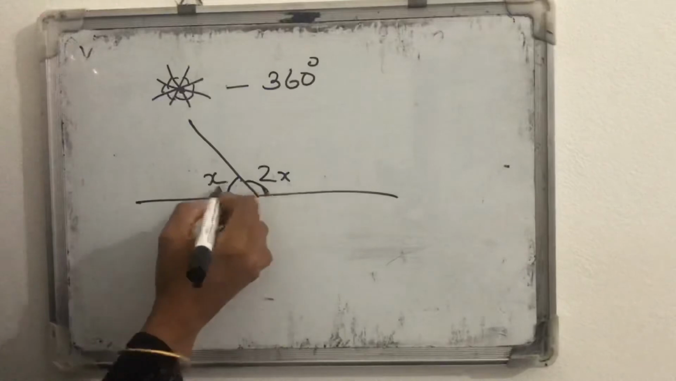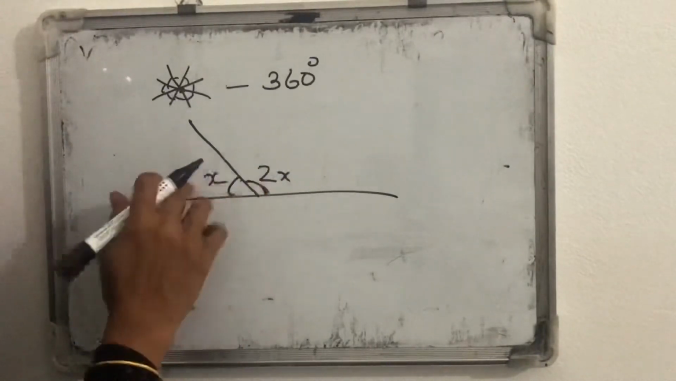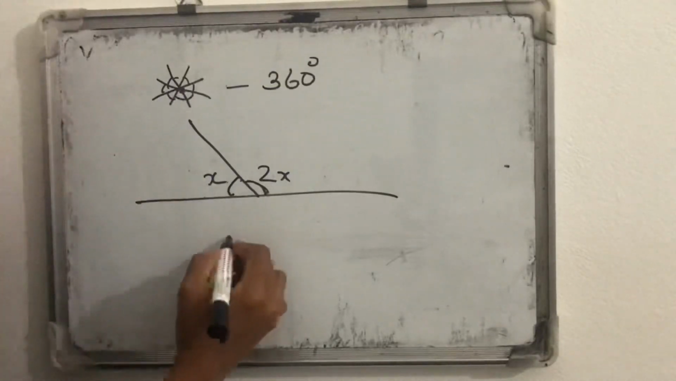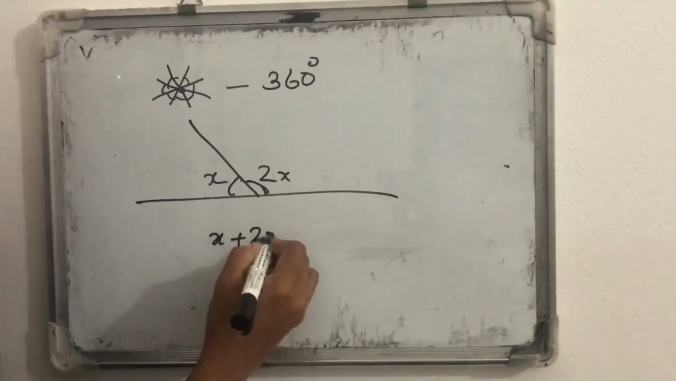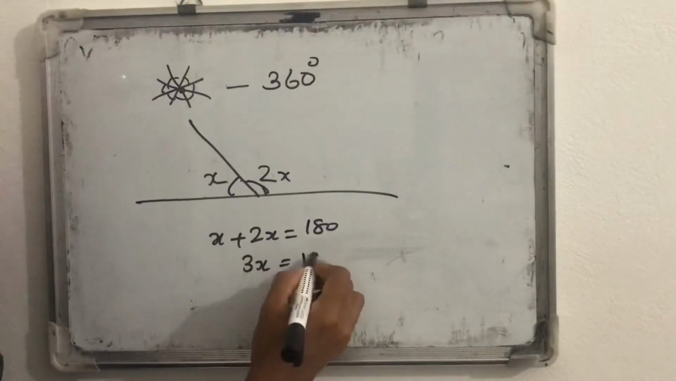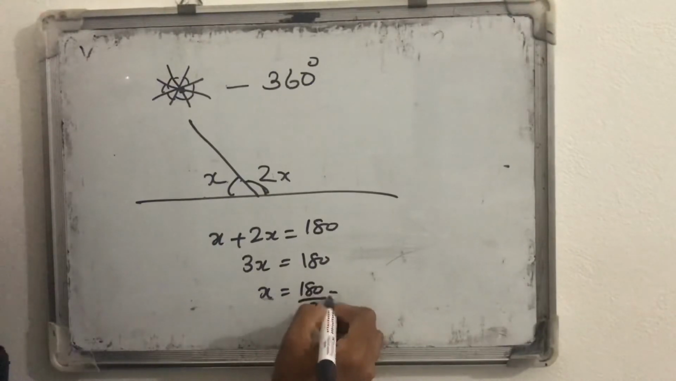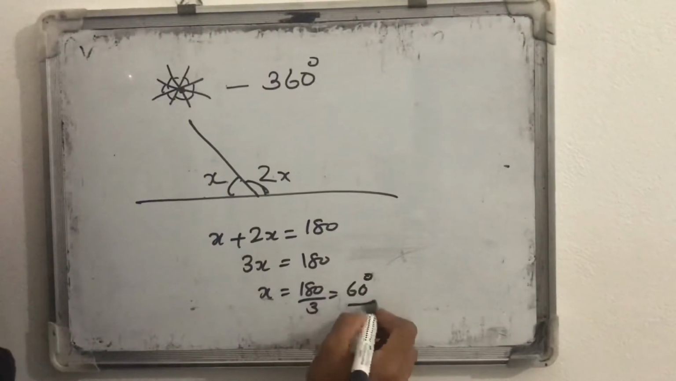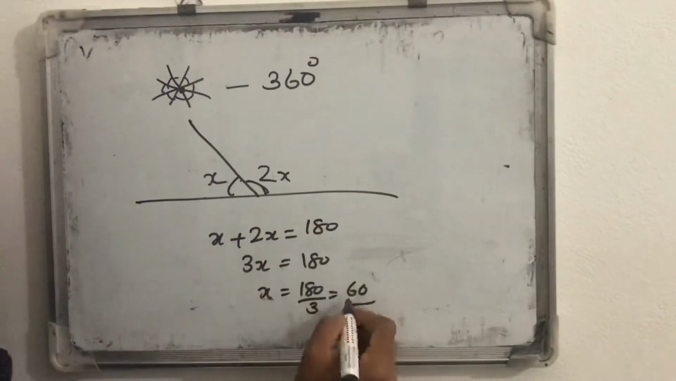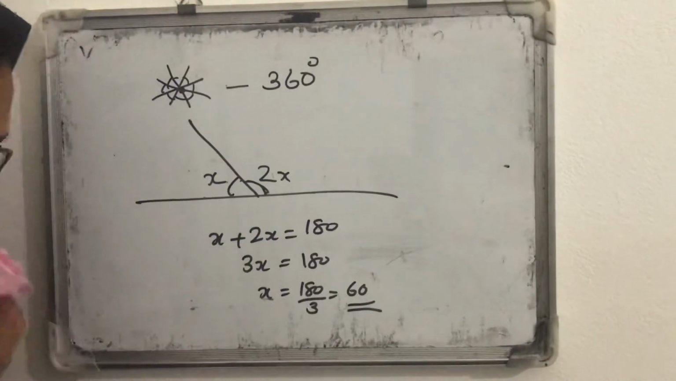What can we say from this? This is a linear pair. So the sum of these two angles will be 180 degrees. So x plus 2x equals 180 degrees, that means 3x equals 180 degrees. So x equals 180 by 3, that is 60. We only want to find the value of the unknown, 60. This way we can find out the answers to different questions.